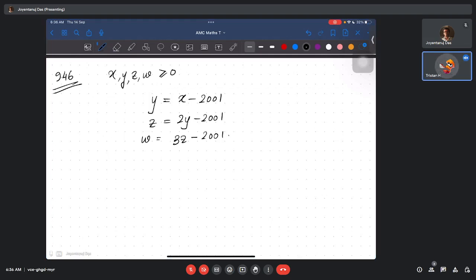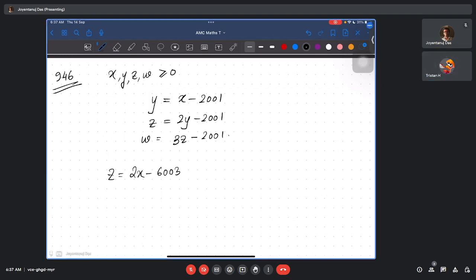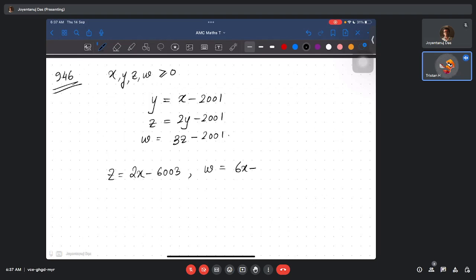So I got the smallest value for x being 3335. Okay, tell me. And so how I did it is I plugged y into the z formula to get z equals 2x minus 6003. And then I plugged that into the W, and I got 6x minus 20010.